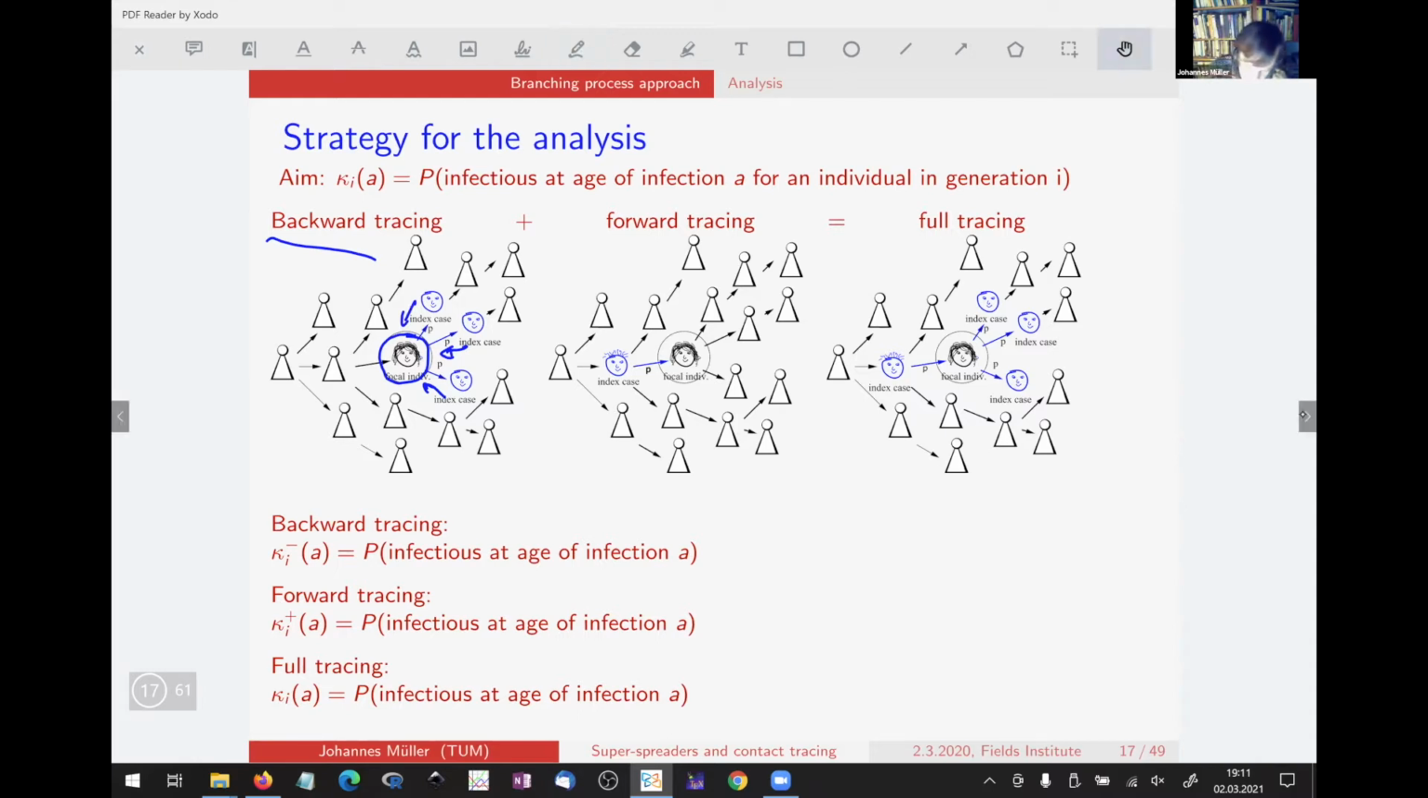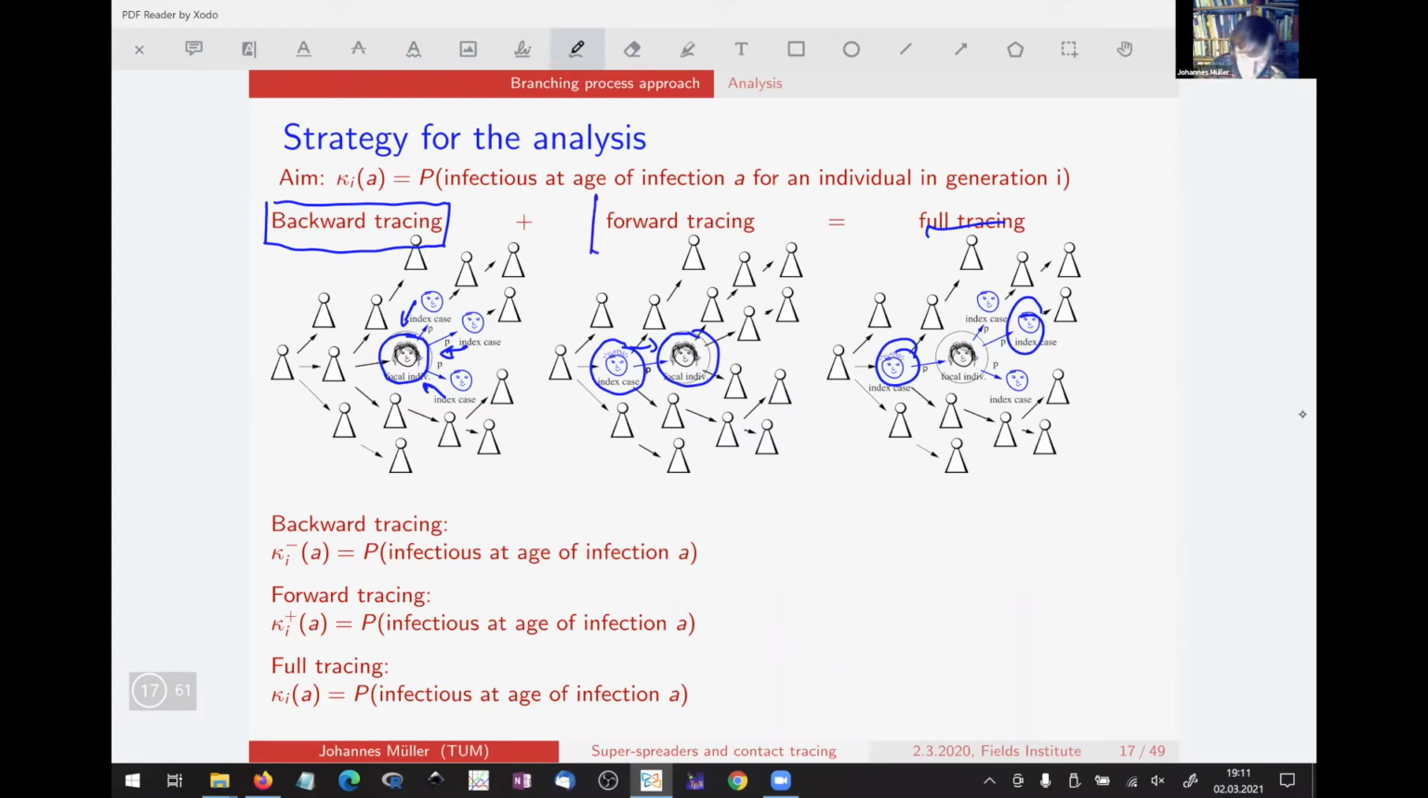In forward tracing, we again look at our focal individual, at Heidi. She can be only traced via her infector, Maxi. So we go in the direction of the infection process. And full tracing is, of course, then that we can trace by the infector and by the infectee. And the nice thing is that in the analysis, we can focus first only on backward tracing. So we switch off forward tracing artificially. In practice, it makes no sense. So it's purely mathematical. That simplifies, of course, the process.